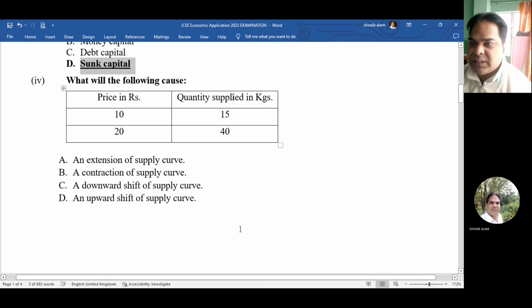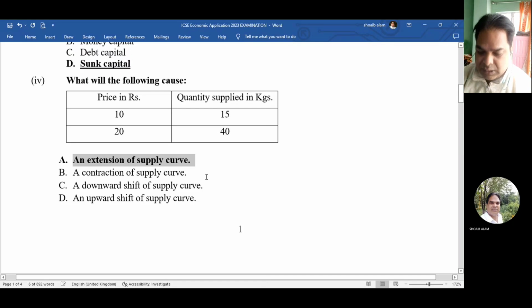Number 4, what will be the following cause? Price in rupees, quantity supplied in kg. Price is 10, quantity is 15; price is 20, then the quantity supplied in kgs is 40. So what will be the curve position? An extension of supply curve, contraction of supply curve, downward shift of supply curve, or upward shift of supply curve. So what will be the correct answer for number 4? The answer will be A, that is extension of supply curve.